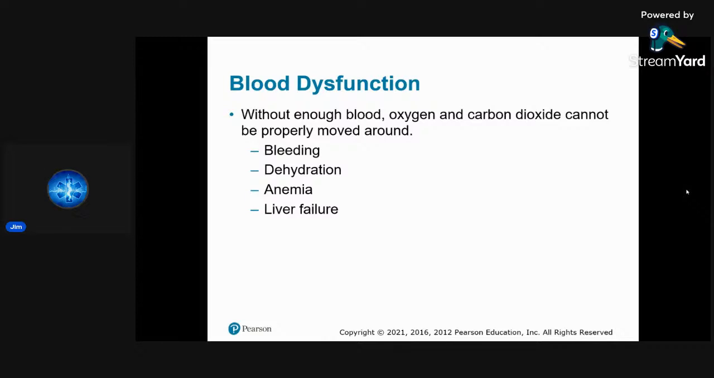Let's talk about some deficiencies in the blood. Without enough blood, oxygen and carbon dioxide cannot be properly moved in and out, correct? Because the blood is the transport unit for both of these. What could cause you to not have enough blood? Bleeding, of course, dehydration, anemia, and liver failure. Anemia is low blood iron. You need iron to create new red blood cells. So if you don't have enough red blood cells, you won't be able to carry enough oxygen. And we talked about the liver failure and the proteins because of water imbalance or volume issues, right?